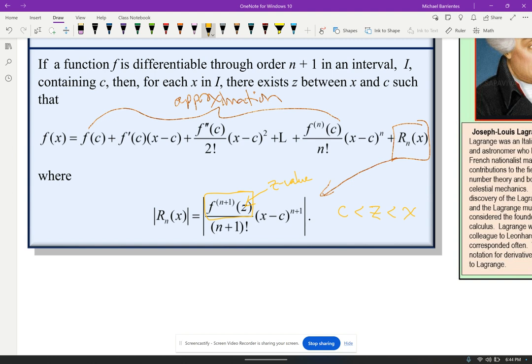Well, we don't know. And sometimes it's difficult to find. I mean, that's like finding a needle in a haystack, right? I'm trying to look for a number, this exact perfect number that's allegedly between my center value and my x value, that when I take the n plus 1th derivative and do all this stuff, it's going to give me the exact remainder that is missing from my approximation.